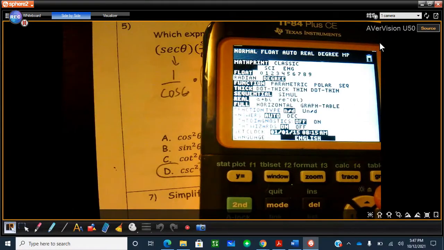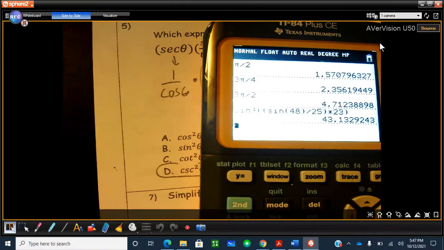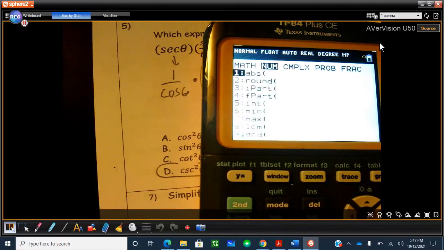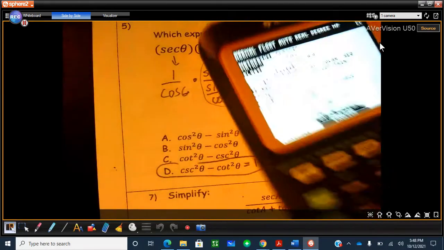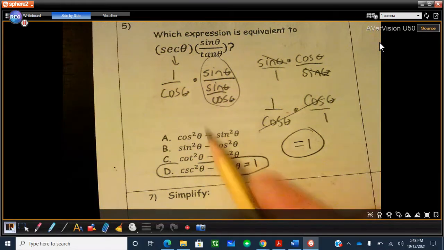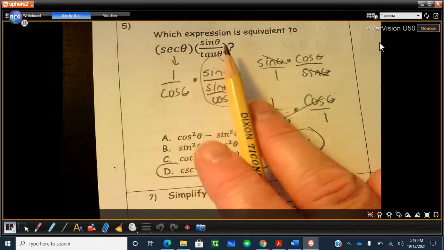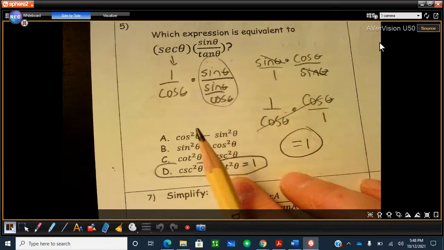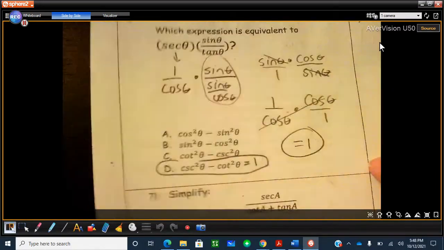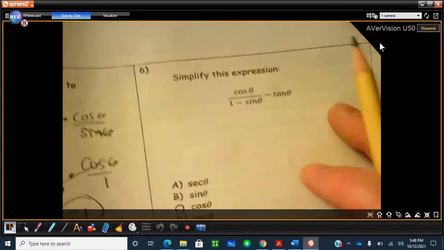I don't see that. Let me see if I push math, if I get cosecant. Nope. So if you're using the TI, you really don't want to use the cheat way, because you're not going to be able to type in secant 20 times sine 20 over tangent 20. You're going to have to do it the old way. So just know that. Alright, number 6.